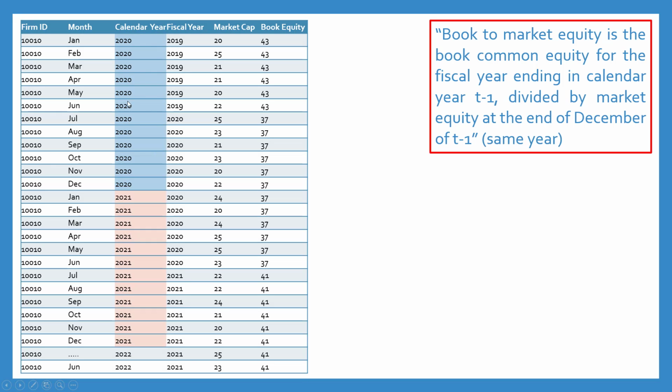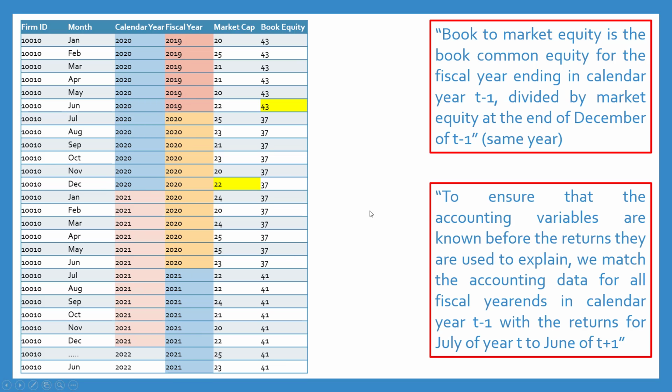Now, to make it easy for us, I have color coded this calendar year and fiscal year. What it says is that when the fiscal year ends, the book equity is taken for the fiscal year ending in calendar year T. So if we look at this firm, its fiscal year ends in June. So we would take June's book equity divided by the market equity at the end of December T-1. So this firm's market equity from December, we would divide these numbers.